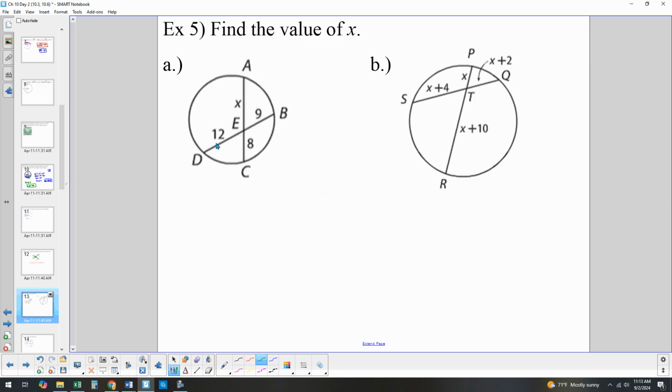So here in example 5, I'm going to start on this chord. I have the two pieces are x and 8. So x times 8 equals, two pieces of this chord are 12 and 9. So we're going to get 8x equals 108. And when I divide 108 by 8, we get x is 13.5.